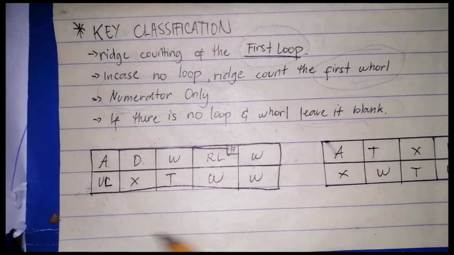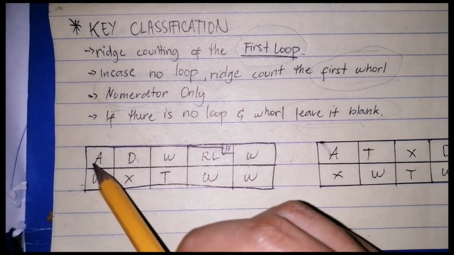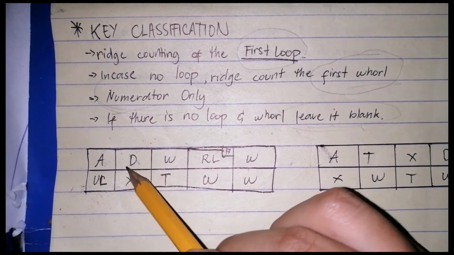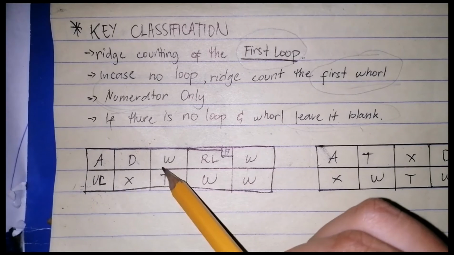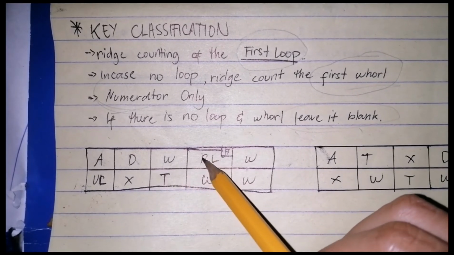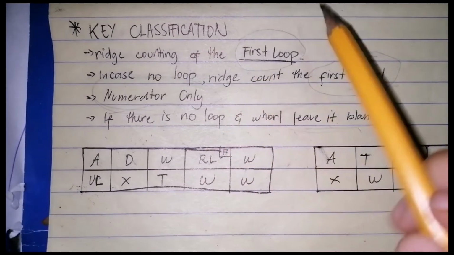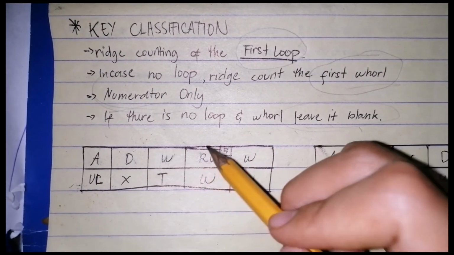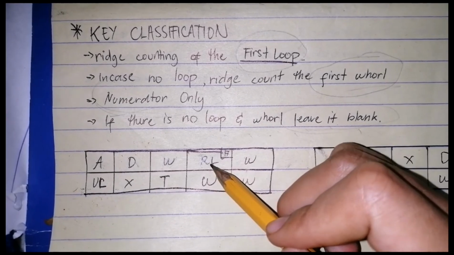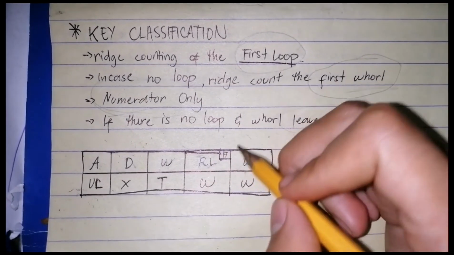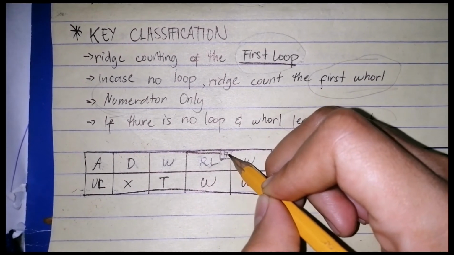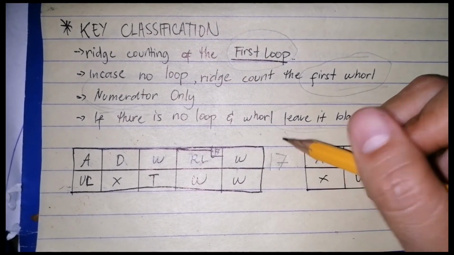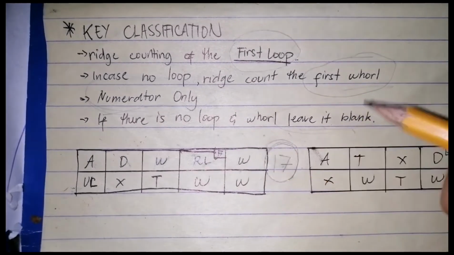Here is the first example. The first example is an arc in the thumb, double loop whirl, and radial loop. We prioritize the first loop. We saw a whirl type, but we focus on the loop first. So we saw a radial loop, and it has a ridge count of 17. So the numerator of this key classification is 17.